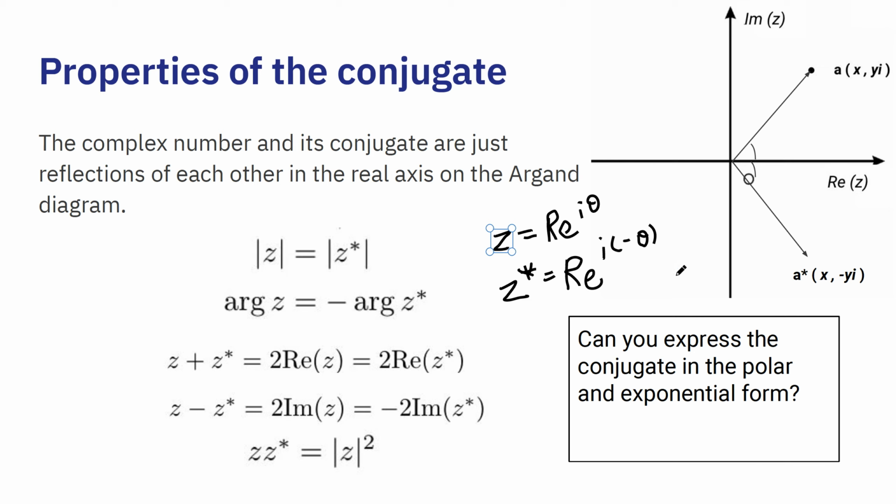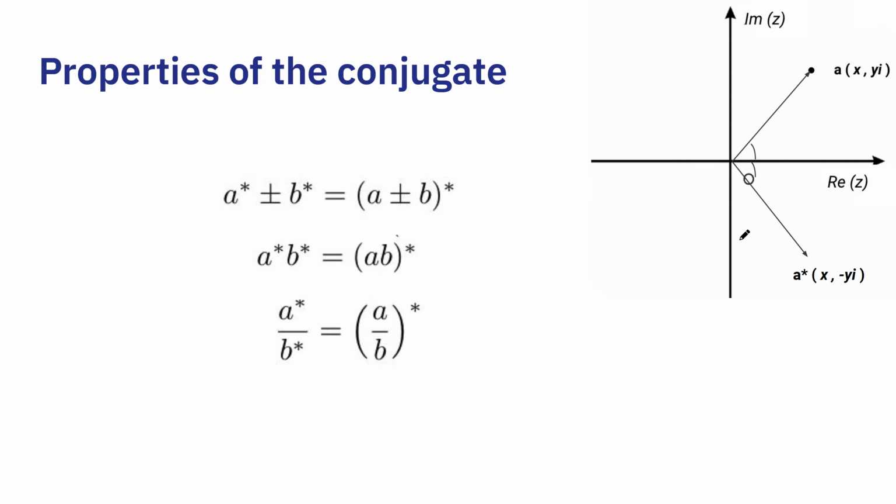As for the polar form, it's just r times cosine minus theta plus i sine minus theta. Right, so that's it. Okay, so some extra properties of the conjugate you can remember. So you can pause to take this down, and I'll be moving on.